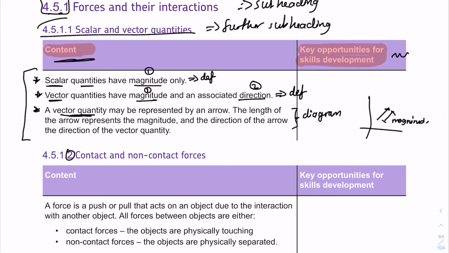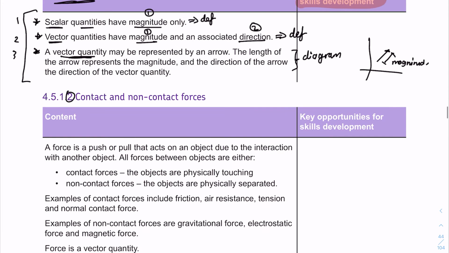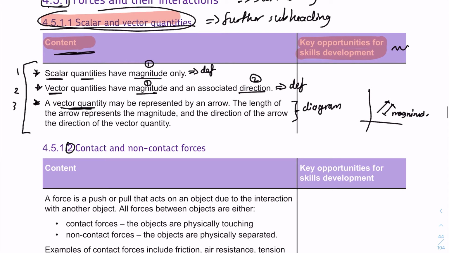What this means overall is that for scalar and vector quantities, these 3 are the only 3 things they can ask about. If they ask anything else related to scalar and vector quantities, that means it's encompassed within another further subheading. If not, they can never ask you about things that are not in this content box for this particular topic.